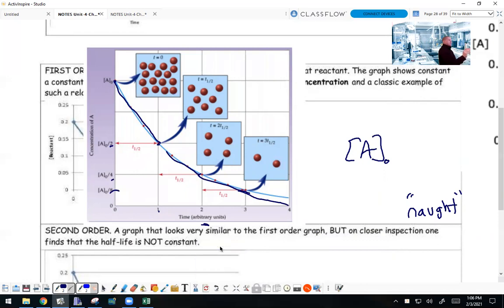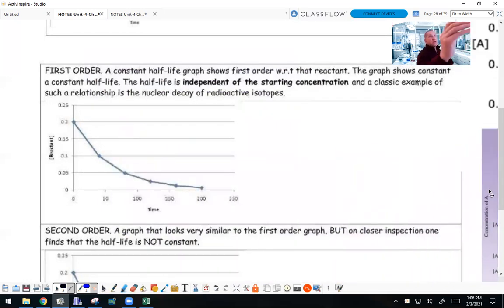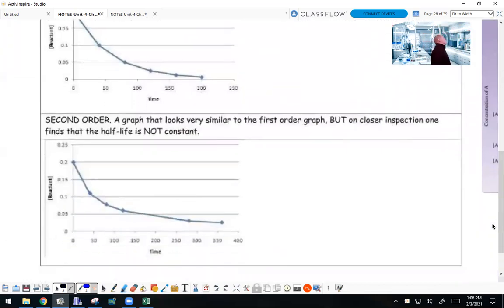All right. So if it's not a straight line and it's not a curve that shows half-life, then it's going to be a curve for second order. You won't have to go beyond that. You will not see a third order reaction. So rate equals k times A squared.